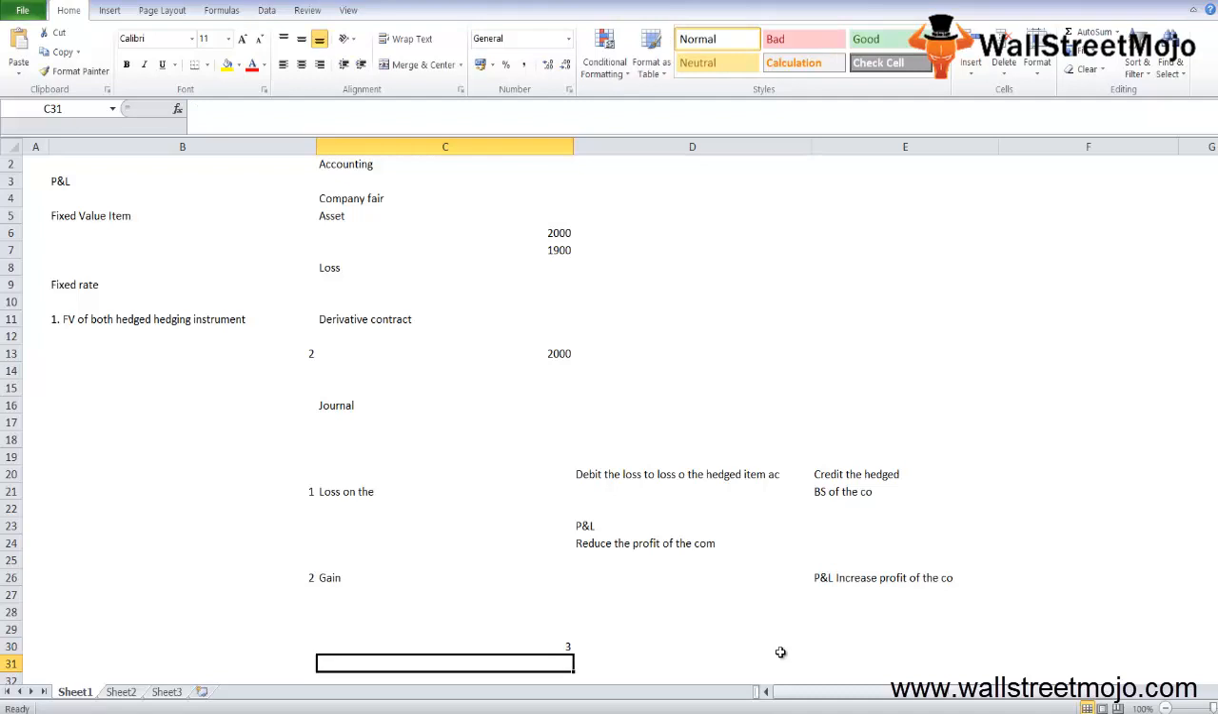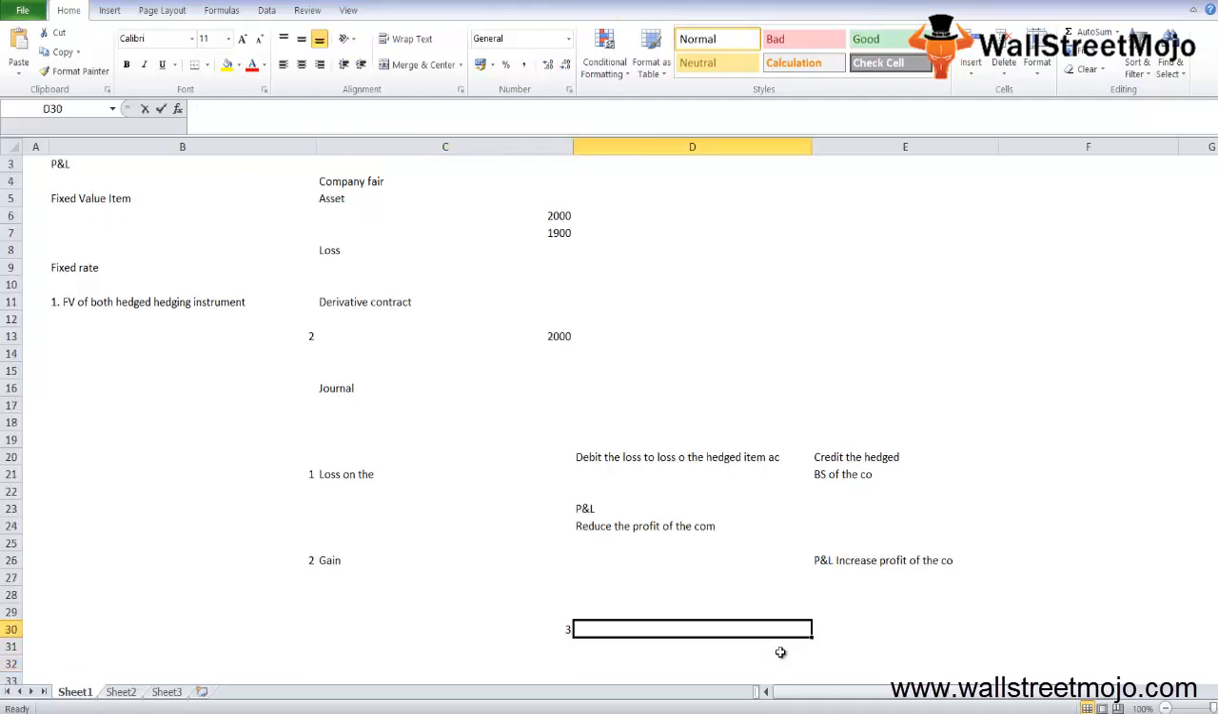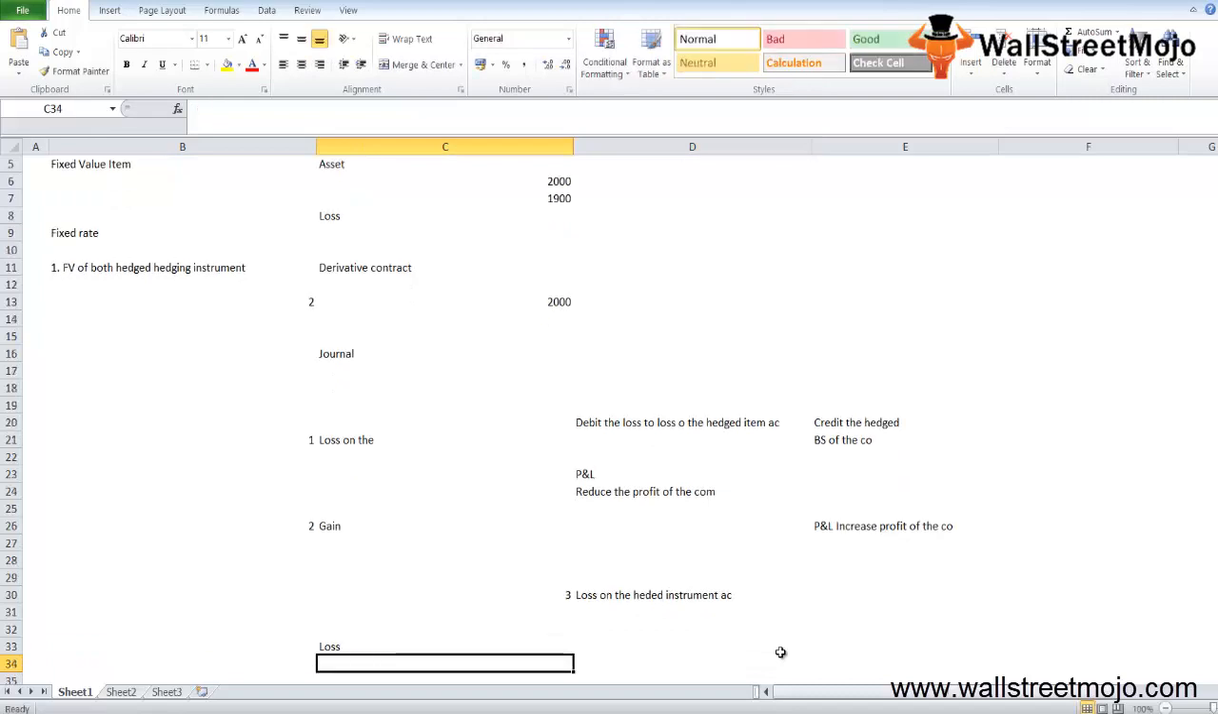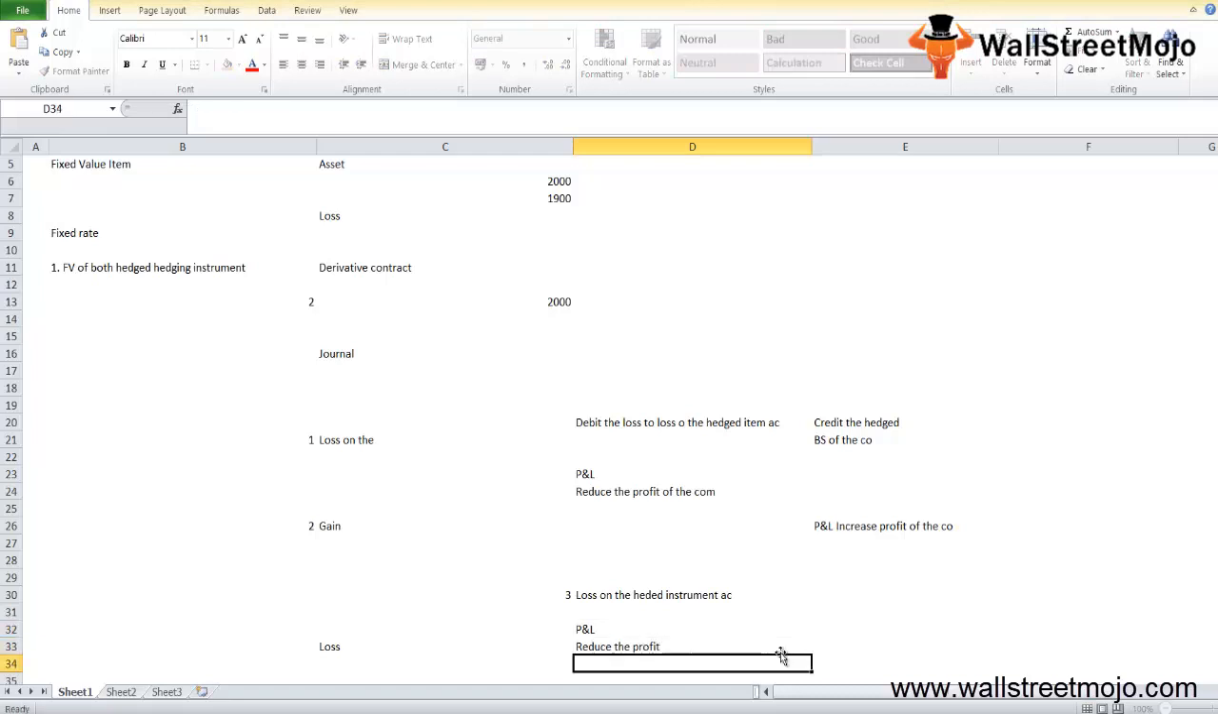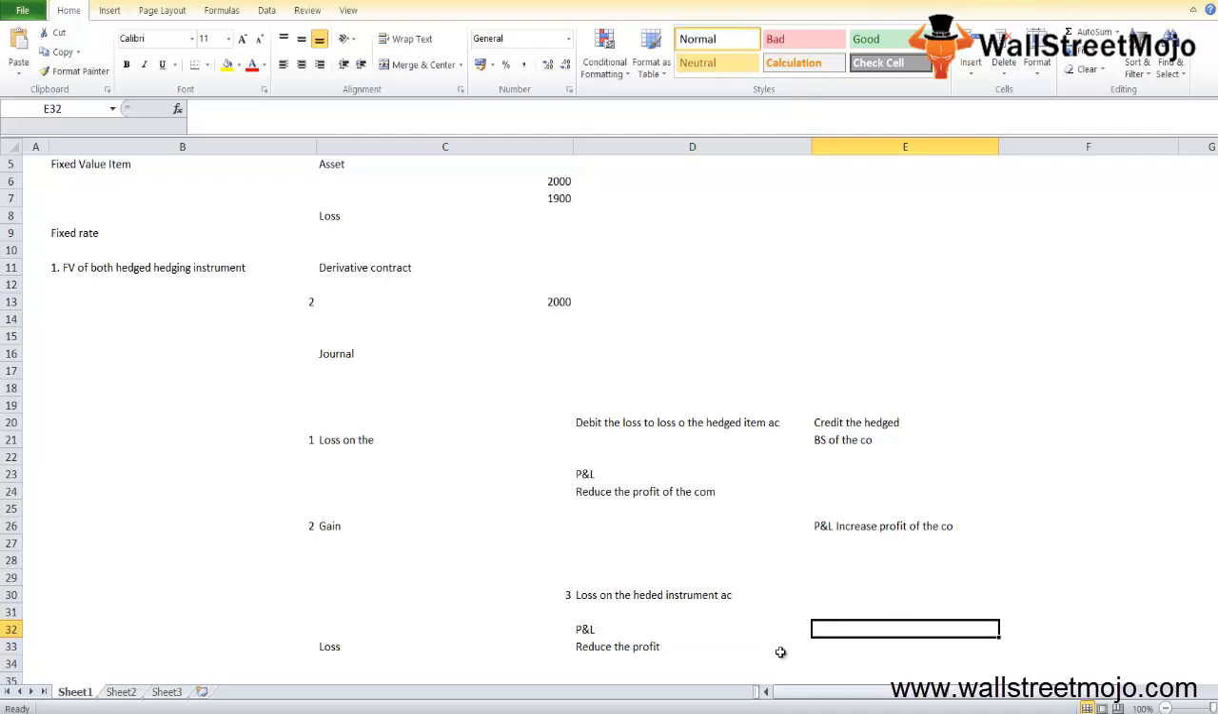Now, how about in case of the hedging instrument where there is a loss on the hedging instrument account? If in this scenario there is a loss in the hedging instrument in the reporting period, how will things go? Well, this will have an effect on the profit and loss account, and it will reduce the profit of the company. We will credit the hedging instrument, since it is an asset and the value of the asset will go down, and this will affect the financial position, that is the balance sheet of the company.